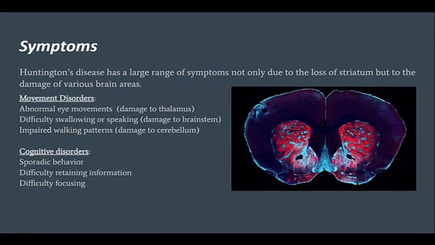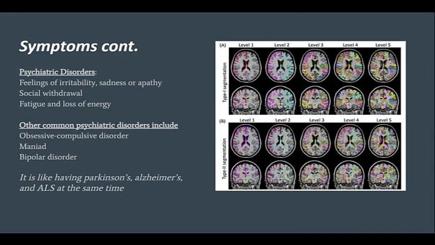Some symptoms of Huntington's disease include abnormal eye movement, difficulty swallowing or speaking, and impaired walking patterns. Some cognitive disorders could be sporadic behavior, difficulty retaining information, and difficulty focusing. On to the next slide.